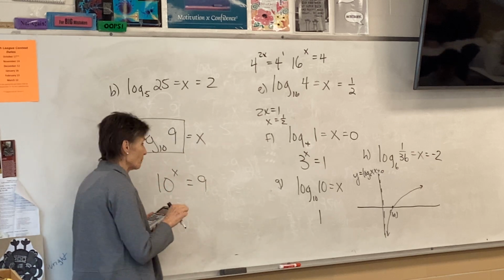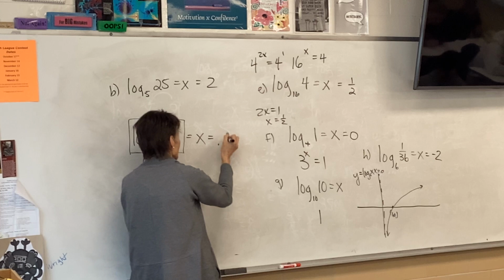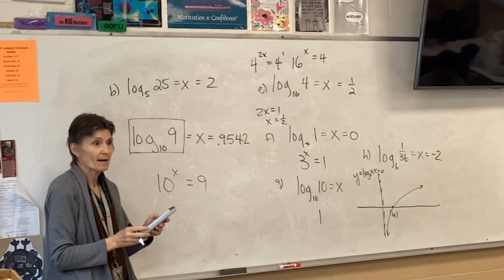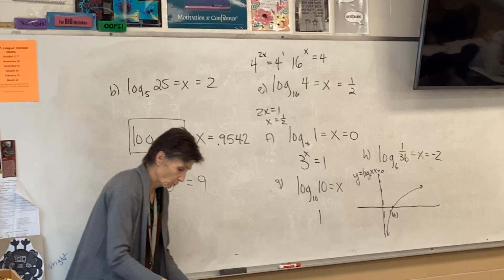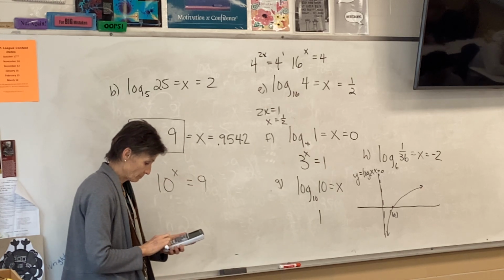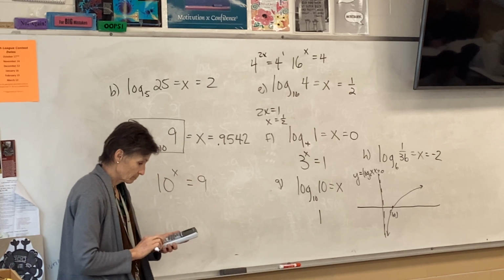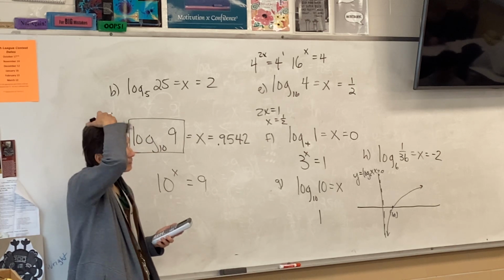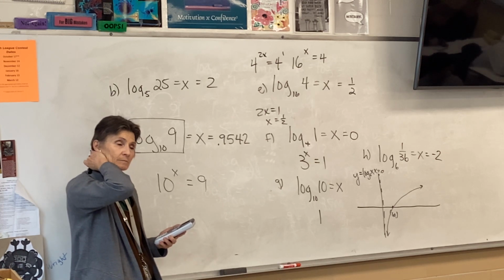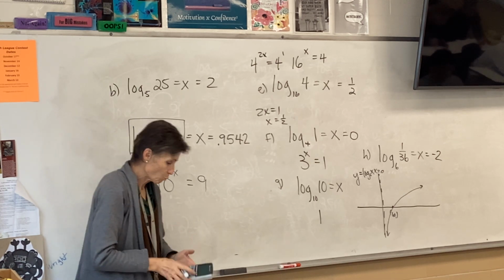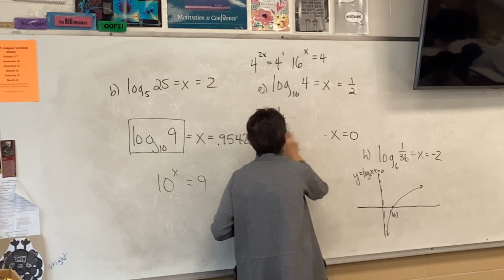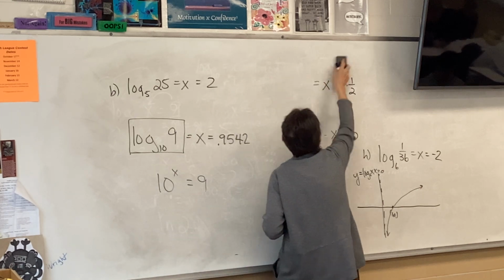At least 4 places after the decimal, 0.9542. Would you agree with that? Perfect. All right, go ahead and do B. You get 3.7871. No sweat. Now, tell me about problem C.